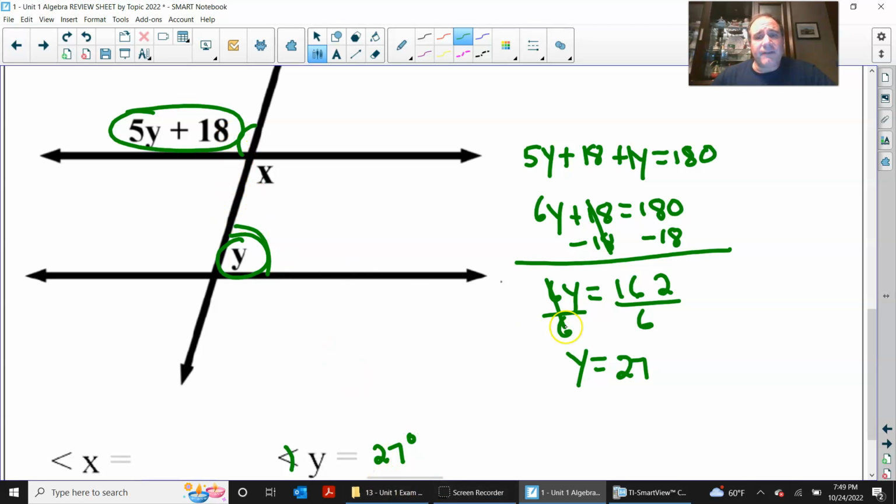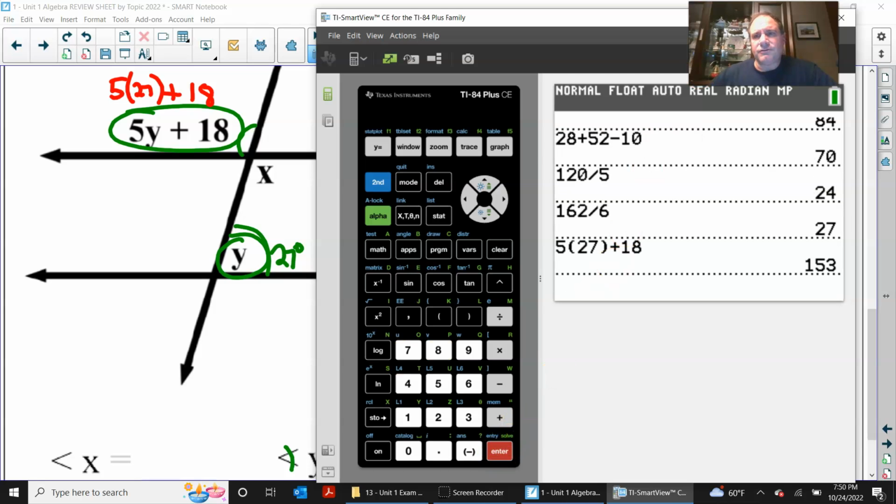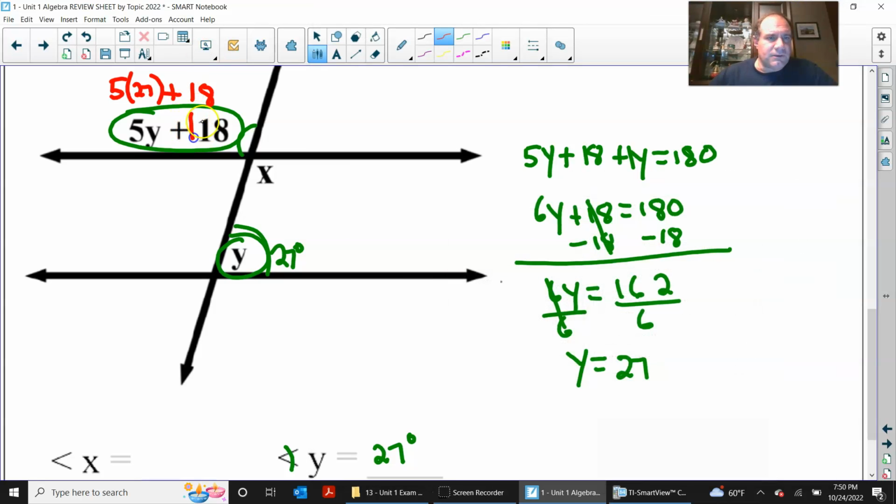We're going to find angle x. If angle y is 27 degrees, what's angle x? If you put y into here, you would get angle x because they're vertical. But you could also check it out. So we have 5 times 27 plus 18. I'm going to grab my calculator and do 5 times 27 plus 18, and I get 153. So this is 153, and so is x.